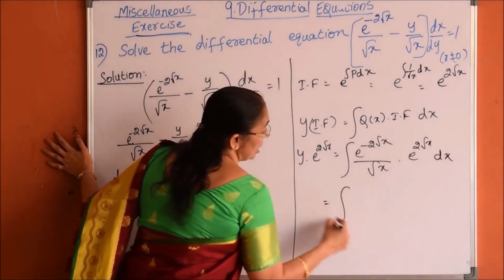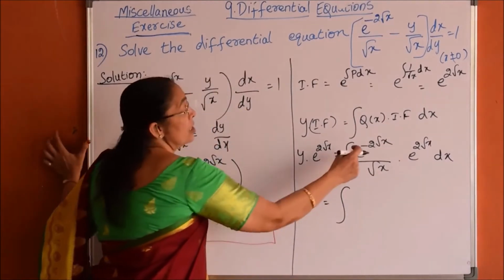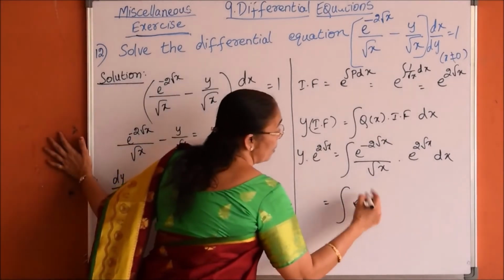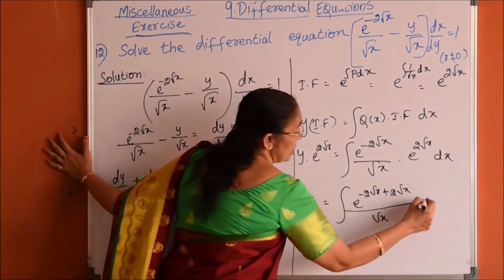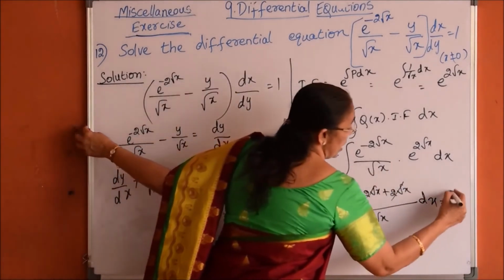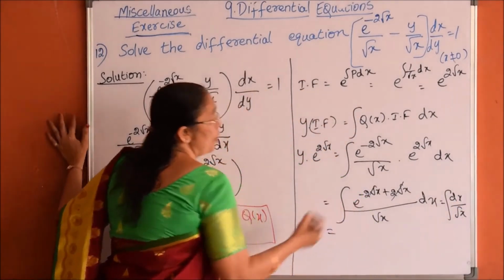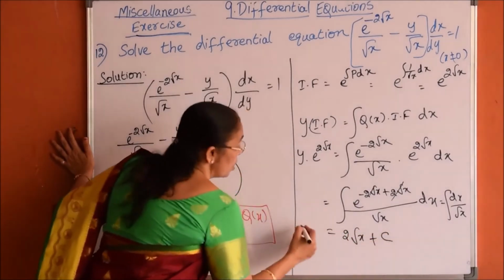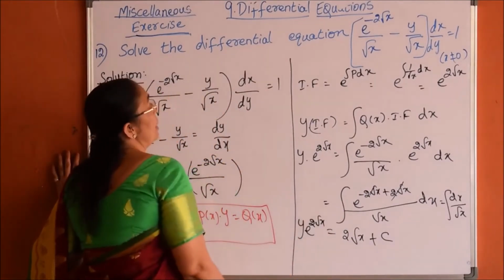Now in the integration, e power minus 2 root x into e power 2 root x, the bases are equal so we can add the powers: e power minus 2 root x plus 2 root x, divided by root x, dx. So this gets cancelled, e power 0, anything to the power 0 is 1. So we need just the integration of dx by root x, which is nothing but 2 root x plus c. So y into e power 2 root x is equal to 2 root x plus c.